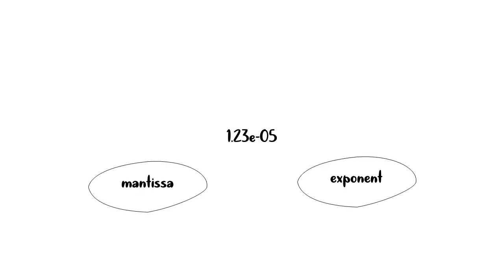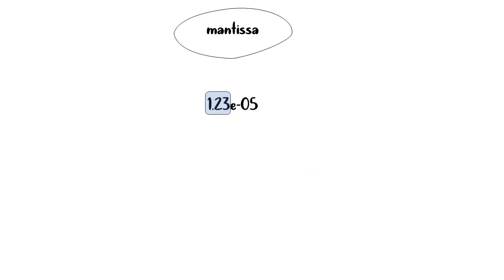In the context of a number written in scientific notation, like 1.23e-05, there are two main parts, the mantissa and the exponent. First, let's talk about the mantissa. The mantissa is the main part of the number. It contains the significant digits of the number, which represent its magnitude. So, in 1.23e-05, 1.23 is the mantissa. Think of it as the core value we start with.